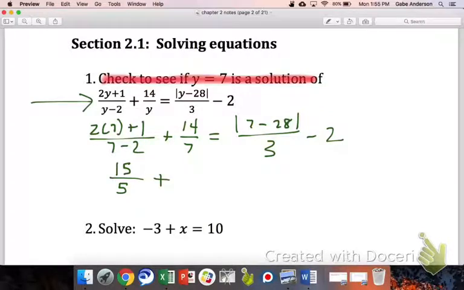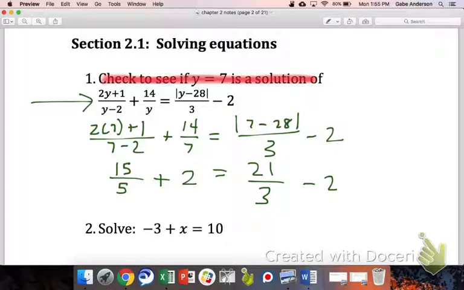Let's take a look at the second term. This one right here. What's 14 over 7, really? 2. It's division, right? So 14 divided by 7 is 2, so plus 2. Over here, 7 minus 28 inside the absolute value. What's 7 minus 28? 21. No, 7 minus 28 is not 21. It's negative 21, but what's the absolute value of that? 21, okay. So 21 over 3. We still have that minus 2.